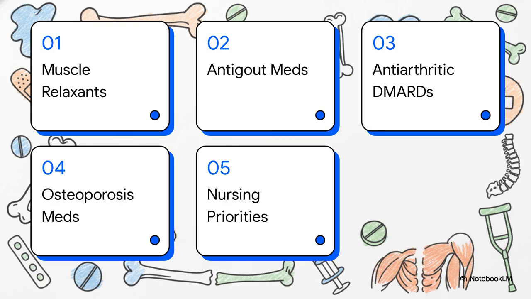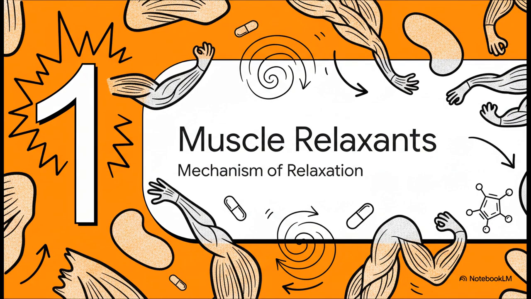Okay, so here's our game plan. We'll start with muscle relaxants, then jump into anti-gout meds. After that, we'll cover the heavy hitters, the DMARDs for arthritis, and then osteoporosis meds. And we'll wrap it all up with the nursing priorities that you absolutely have to know. Let's do this. First up, muscle relaxants, for those really painful muscle spasms.